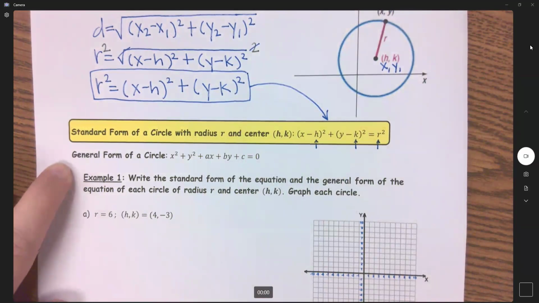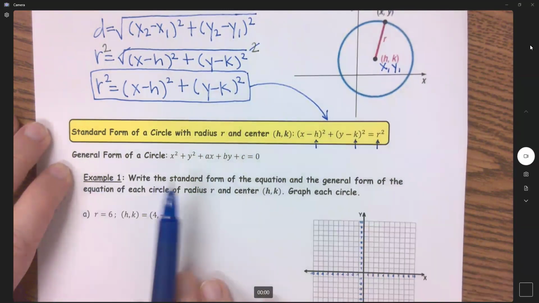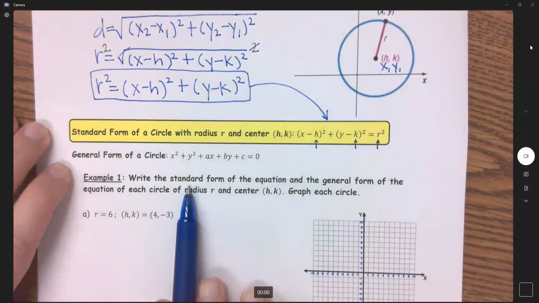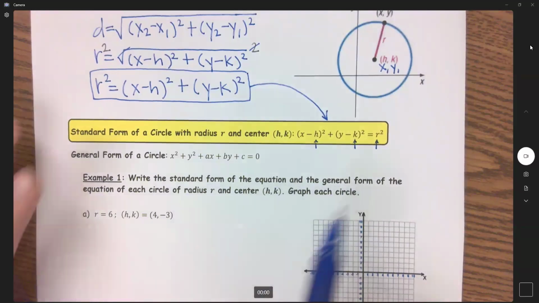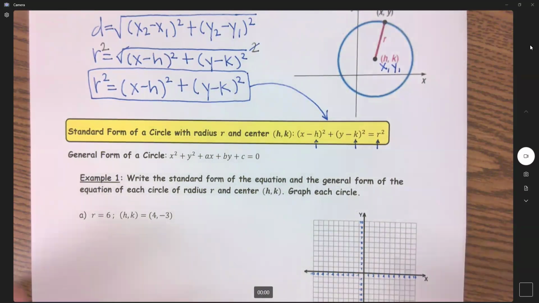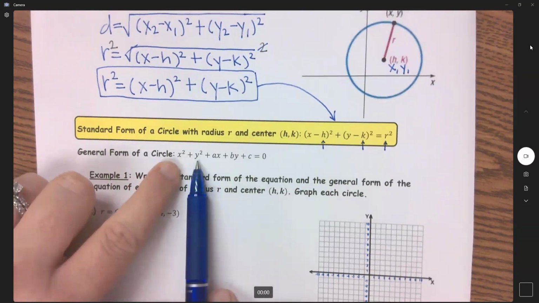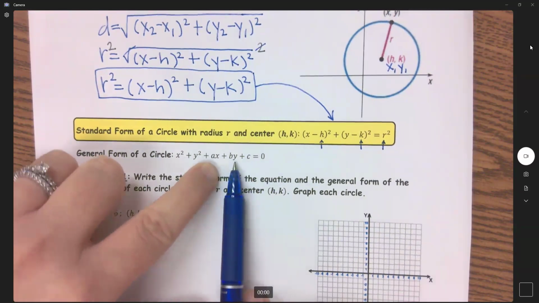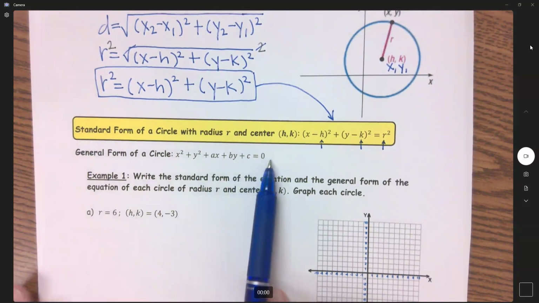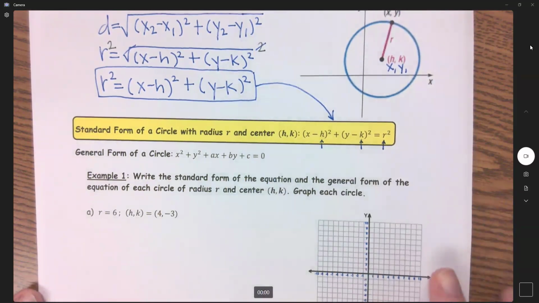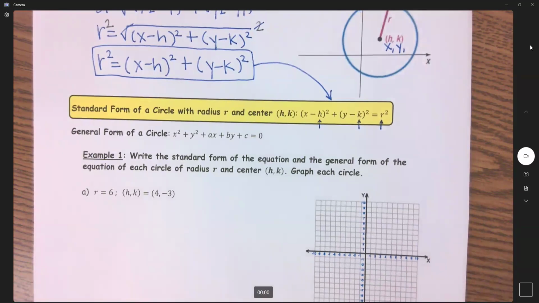Now I included this other form, general form of a circle, simply because some of your instructions, just like here, say write the standard form of the equation and the general form of the equation of each circle. I personally hate general form, but this is the cards we were dealt. So general form wants your x squared and y squared first, then your x and y that aren't squared second, then your constant, and for it to equal 0. Okay, so let's try example 1.